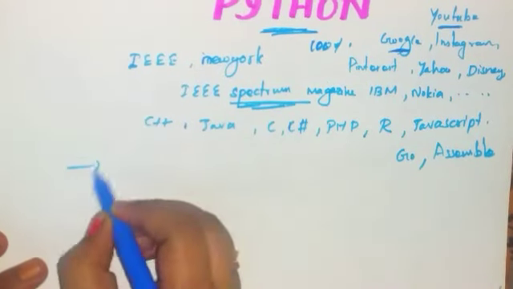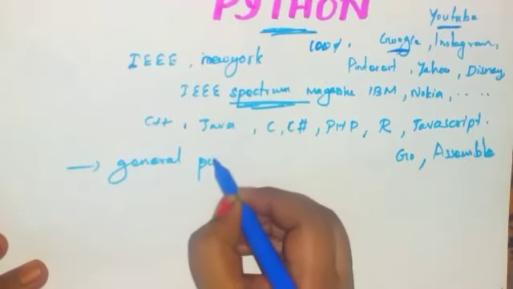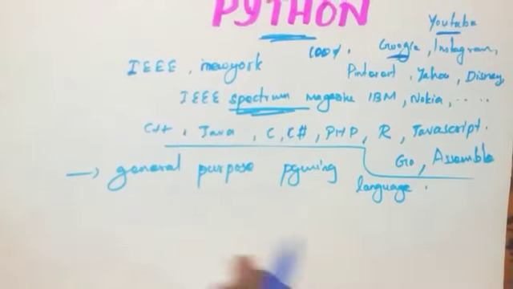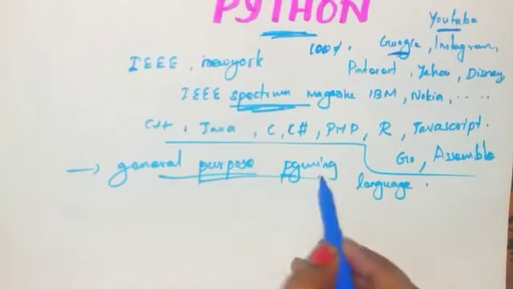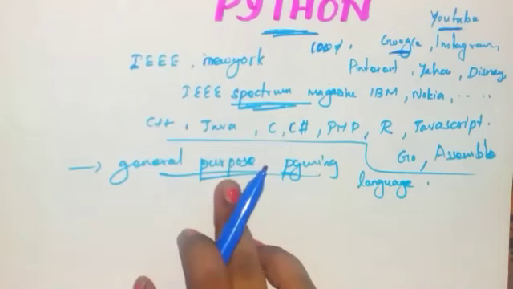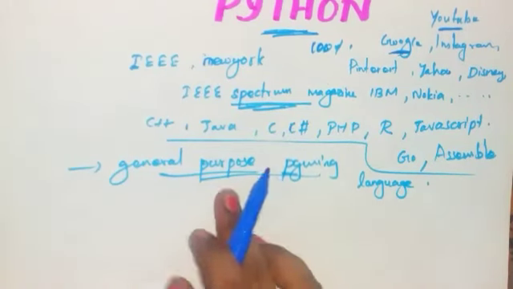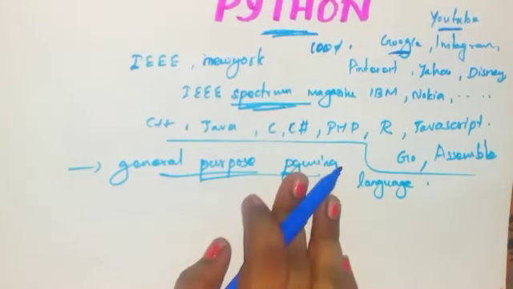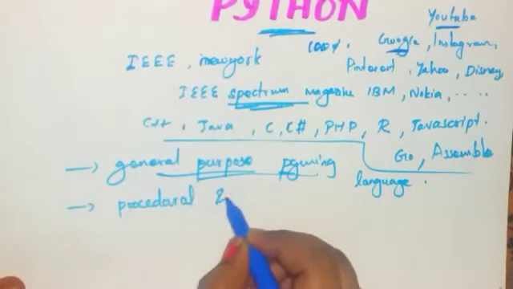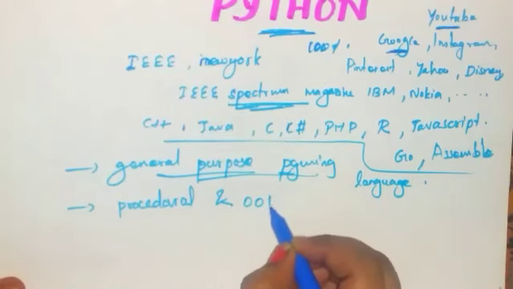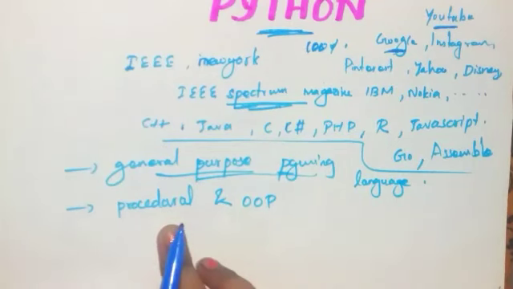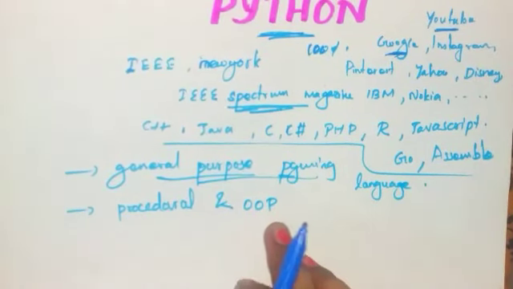Okay, Python is a general purpose programming language. Python is what? A general purpose programming language. Or you can say it is a high level programming language. It supports both procedural and object oriented programming approaches. So it supports procedural languages and object oriented programming languages.